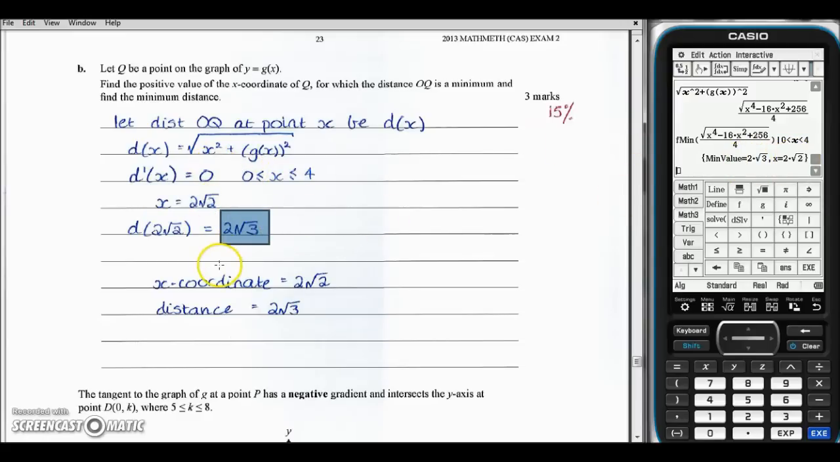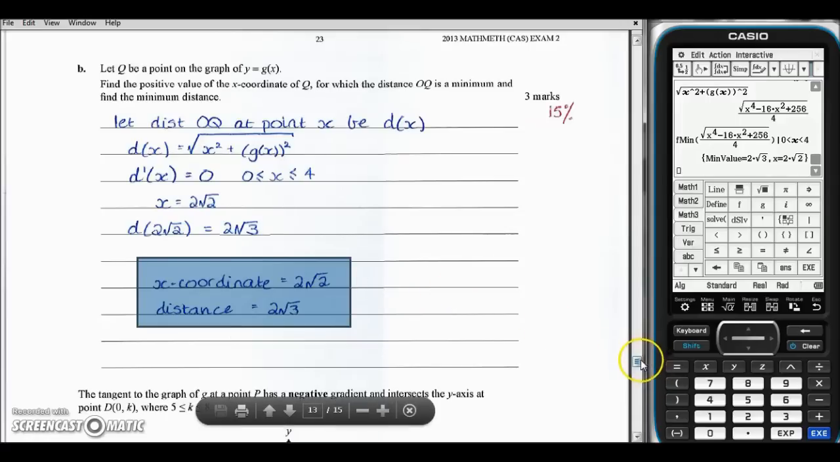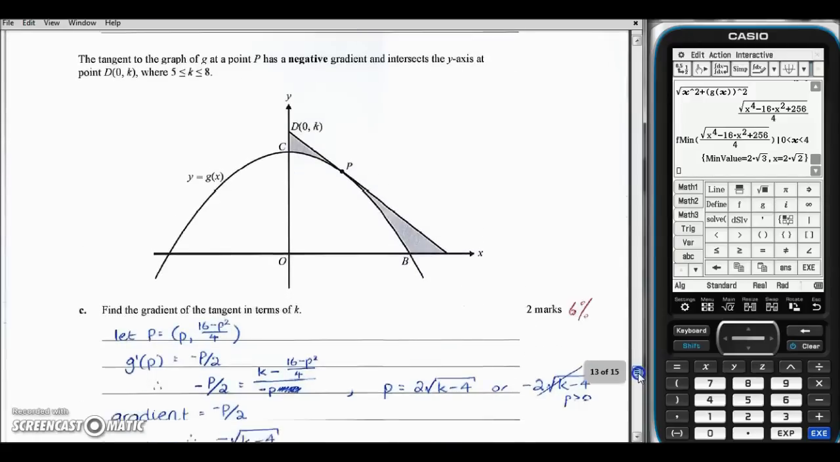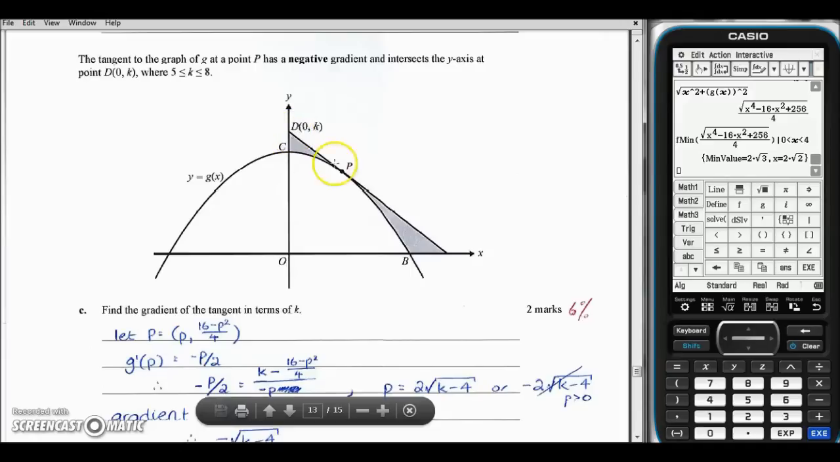Again, make sure you've got some proper working. Nice idea to answer the question again down at the bottom to make sure you've covered all your bases. Okay, so moving on, almost there. The tangent to the graph of g at a point P has a negative gradient, obviously, and intersects the y-axis at (0, k), where k is between 5 and 8. Okay, so we want to find the gradient of the tangent in terms of k.